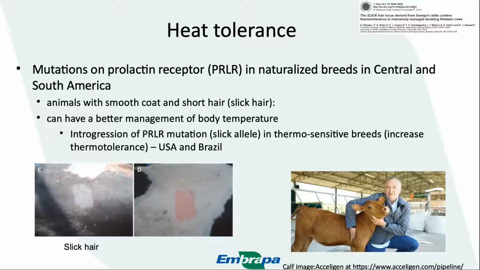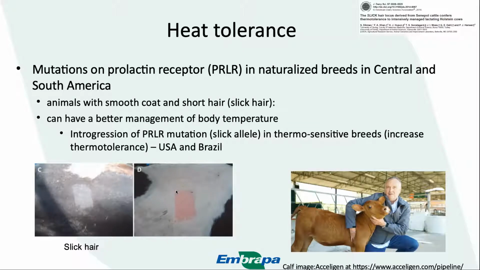So I was talking about the heat tolerance, right? Those breeds have these mutations in the prolactin receptor gene. Those mutations are associated with a phenotype where those animals have a smooth coat and short hair. We call this sleek hair. That's what we can see in the picture on the left side: an animal with this smooth coat and short hair, compared to the other one, which has long hair.